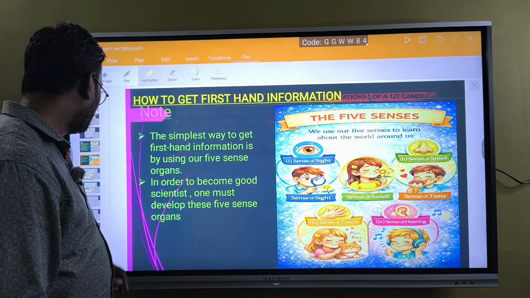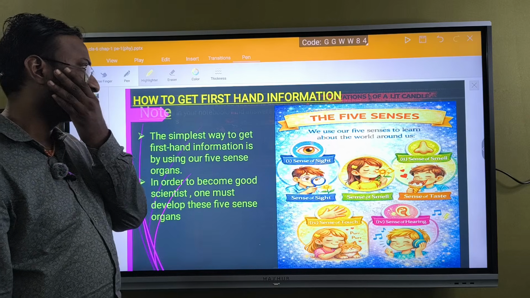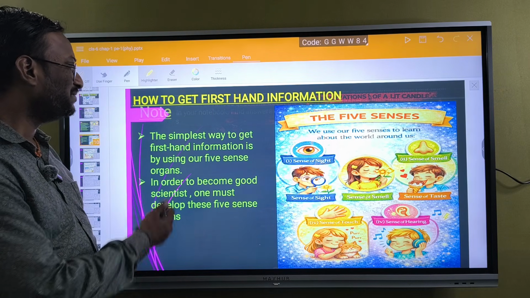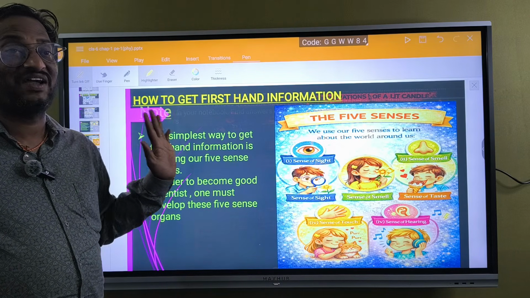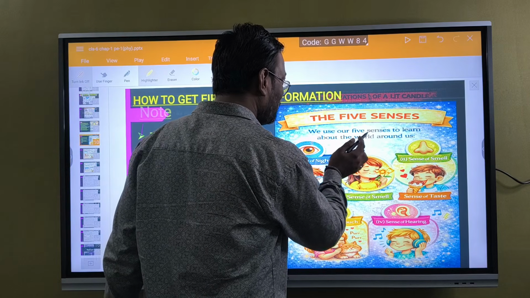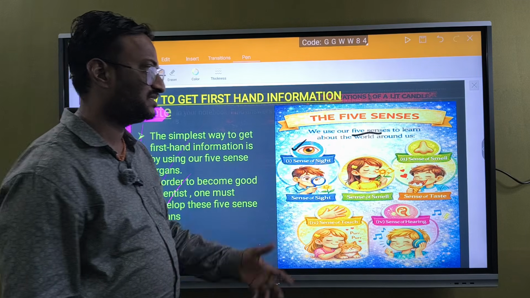Okay, right children. Next we go for first hand information. See now, how to get first hand information. The simplest way to get first hand information is by using our 5 sense organs. What are those 5 sense organs? Sight, using eyes.